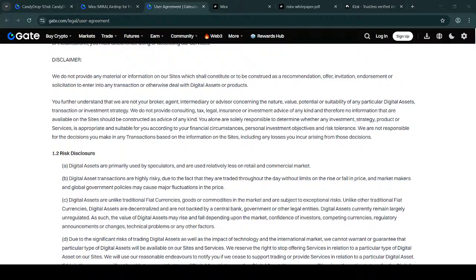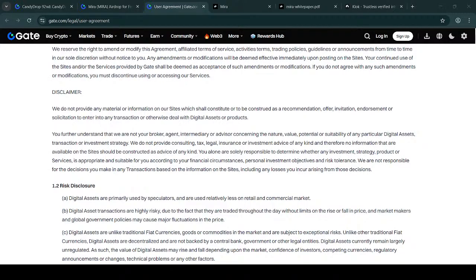Therefore, the information available on the site should not be construed as advice of any kind. You alone are solely responsible to determine whether any investment strategy, product, or service is appropriate and suitable for you according to your financial circumstances, personal investment objectives, and risk tolerance. We are not responsible for the decisions you make to enter any transaction based on the information on the site, including any losses incurred arising from those decisions, guys.